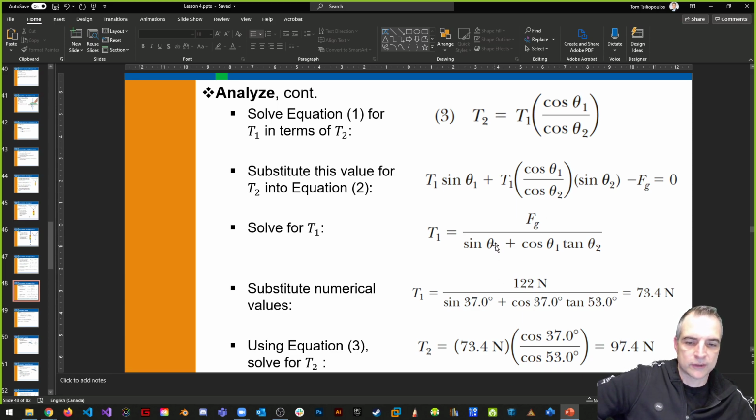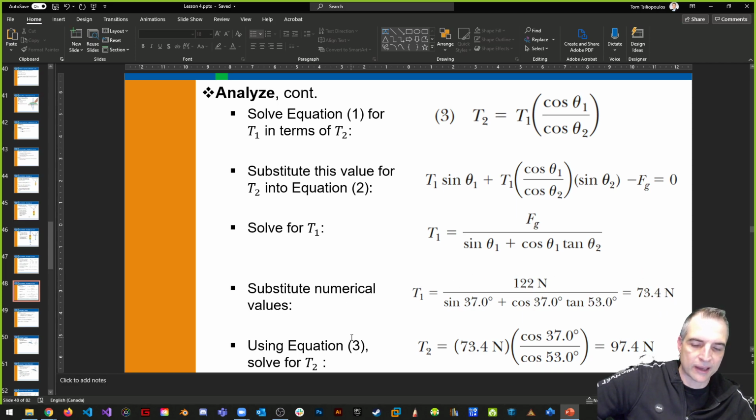And then what you want to do is substitute the things we know. Sine of 37, that's theta 1, plus cos of 37, theta 1, times tan of 53. And then you get an answer when you use your calculator of 73.4 newtons. So T1 then we know is 73.4 newtons.